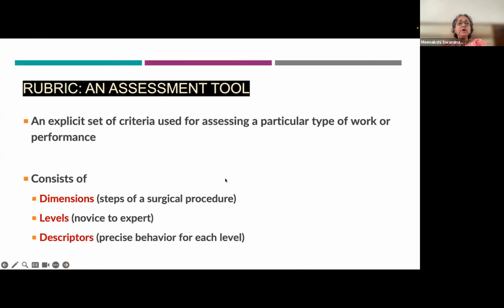So we are going to touch upon this topic of using a rubric as part of an assessment tool. And what is a rubric? It's an explicit set of criteria used for assessing a particular type of work or performance. So many of the assessment tools or instruments that we use today, the OCEX or the OSCEs, are all built around the principle of a rubric. So a rubric consists of dimensions, which are steps of a surgical procedure, and then levels from novice to expert, and descriptors, precise behavior for each level.